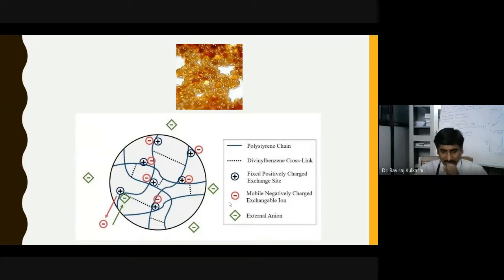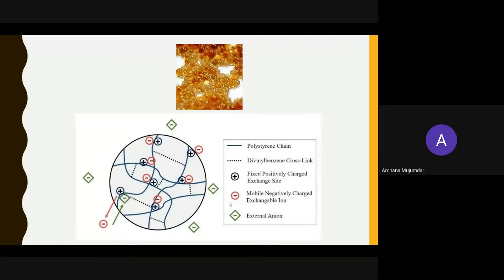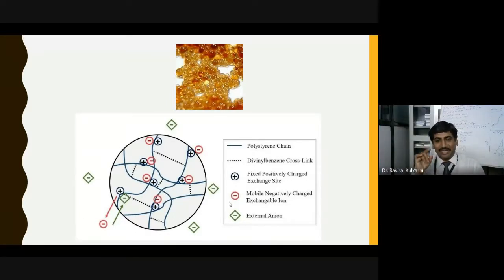Can you quickly tell me what is the molecular weight of calcium carbonate? Calcium 40, carbon 12, oxygen 16. Atomic weights are given. Calculate and tell me what is the molecular weight of calcium carbonate. 100. Very good. Who is this? Archana. Very good. Fast.